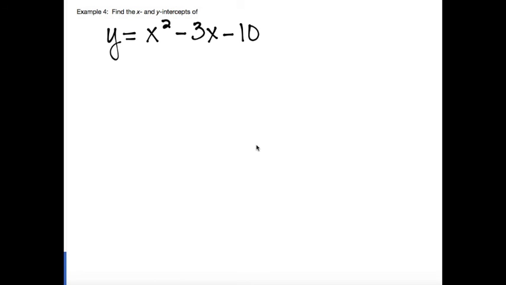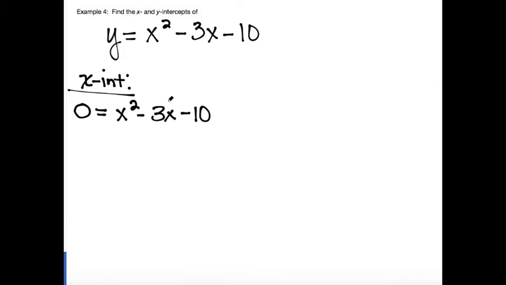Example 4. Find the x and y intercepts of y equals x squared minus 3x minus 10. This time we're dealing with a quadratic, but you find the x and y intercepts the same way. So again, I'm going to start off with the x-intercept. For the x-intercept, remember, we're going to put 0 in for y. So that gives me 0 equals x squared minus 3x minus 10.